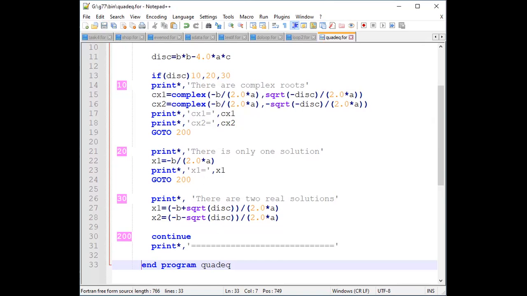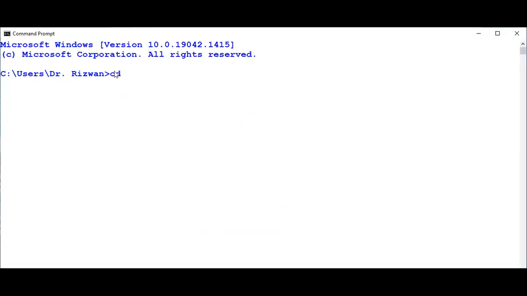So we have saved the program. Now it's time to get to the running mode, and we have to develop the object file, execution file. For that, I would share the command prompt. So let's get to the command prompt. I have to get to G directory, and here I have the 77 bin directory. Now compile quadratic equation.for.